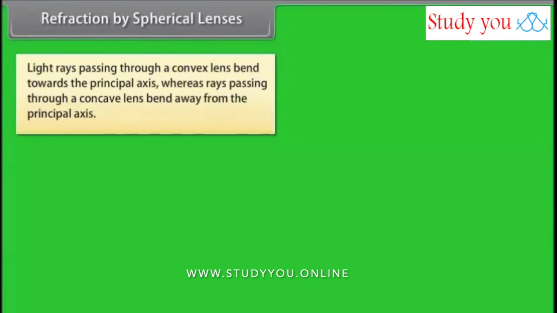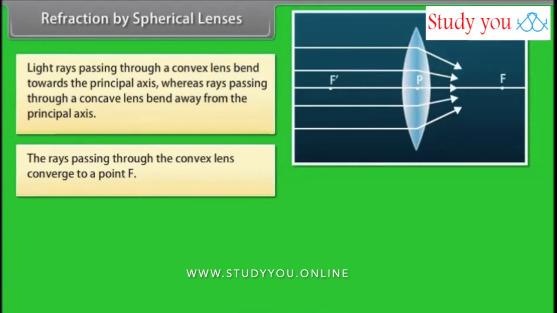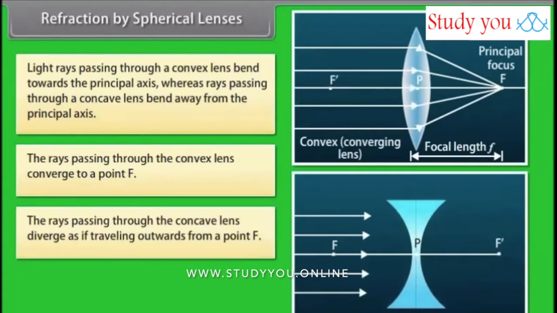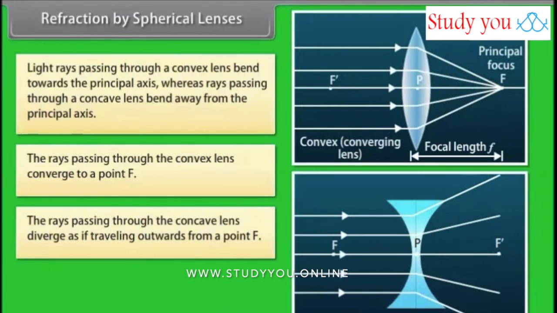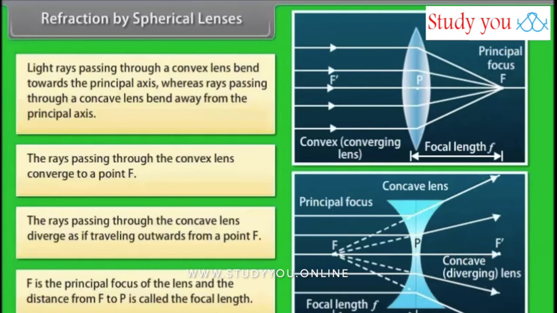Light rays passing through a convex lens bend towards the principal axis, whereas rays passing through a concave lens bend away from the principal axis. The rays passing through the convex lens converge to a point F. The rays passing through the concave lens diverge as if traveling outwards from a point F. F is the principal focus of the lens, and the distance from F to P is called the focal length.